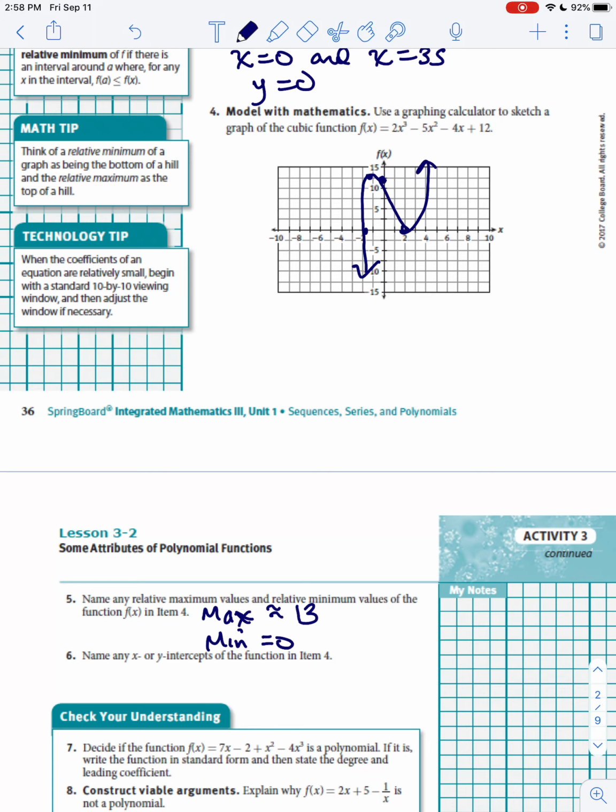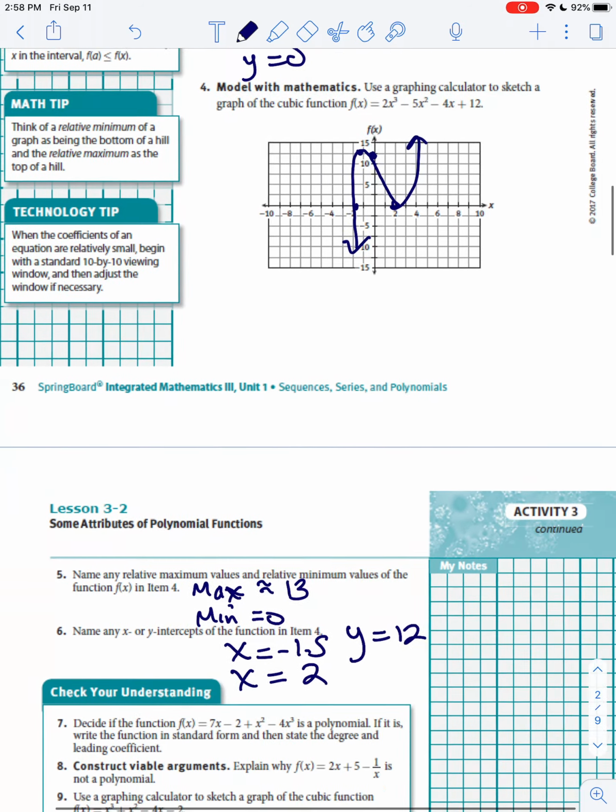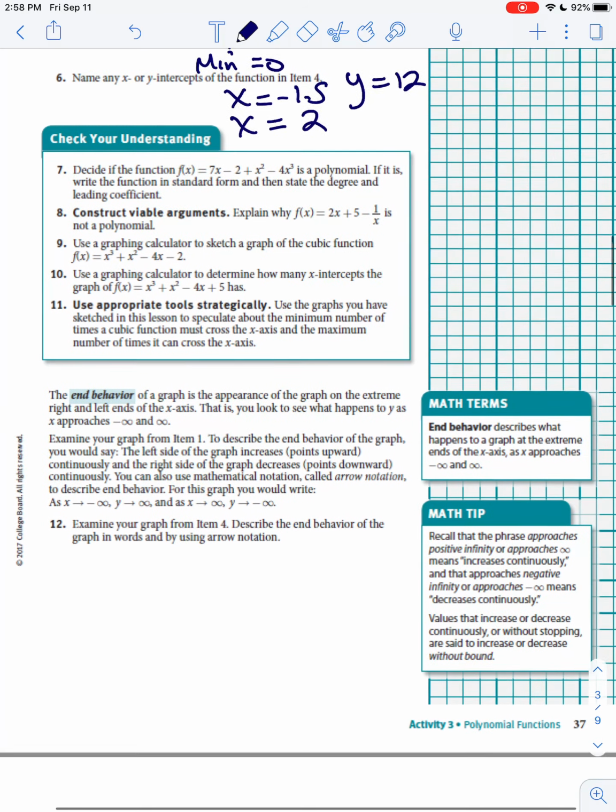Okay, I do see some x-intercepts. I see one that was at about negative 1.5. So x equals negative 1.5. I see another one at x equals 2. That's another place the graph crosses the axis. And I do see a y-intercept at about 12. So y equals 12. So we've got some main points that help us get the general shape of the graph. And that's the idea on those problems.